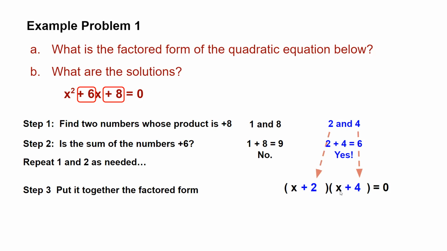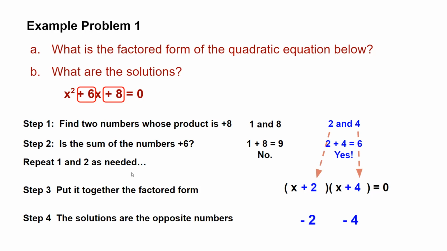We could multiply these two together. We could FOIL this, and we would get exactly where we started. Now, what are our solutions? It's going to be the opposite of these two numbers, negative 2 and negative 4. So that finishes up our example problem 1.